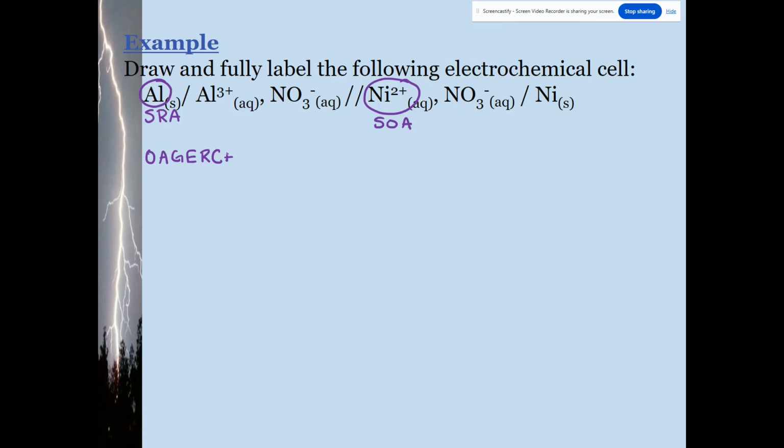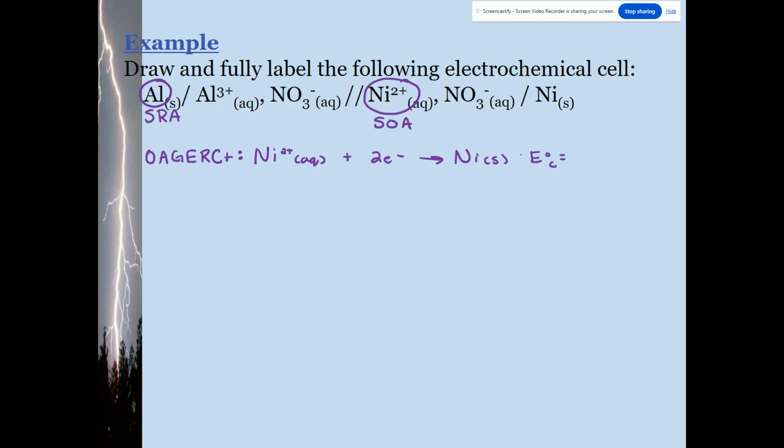Okay, actually, yeah, I'll do the half reactions first and then we'll draw the cell. So I have nickel ions that are gaining 2 electrons to make nickel solid. I'm going to write the voltage of this as well as my cathode voltage.